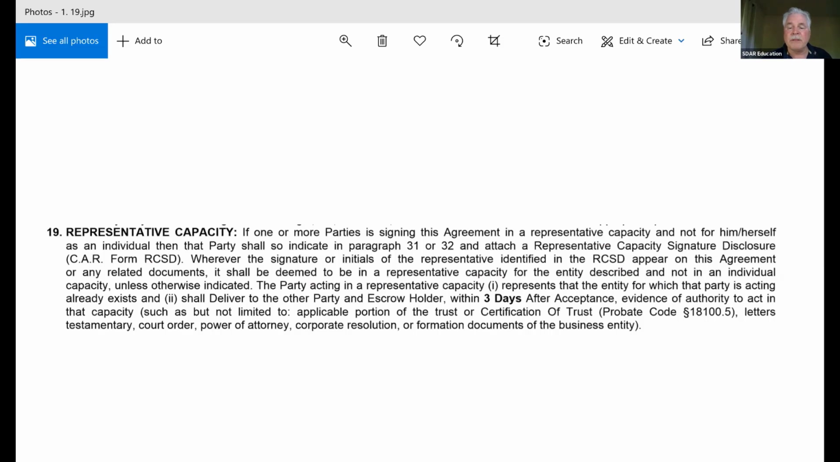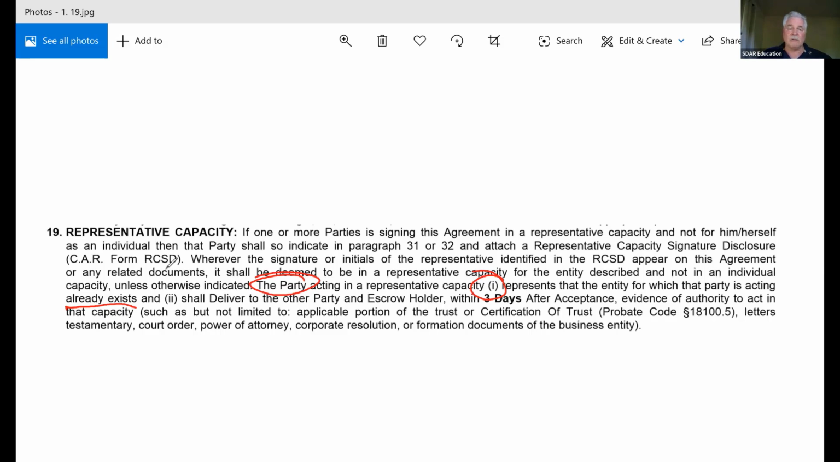Okay, so the party acting in a representative capacity, one, represents that the entity for which that party is acting already exists. Now, folks, you might think that's pretty obvious. No, it's not. If your client says, I'm going to sign on behalf of the trust, but we don't have the paperwork back yet from the county or from the trust attorney, then they're not a trust, right? The entity actually physically has to exist. We're waiting for our articles of incorporation. We're waiting for some, then you're going to end up signing it individually.